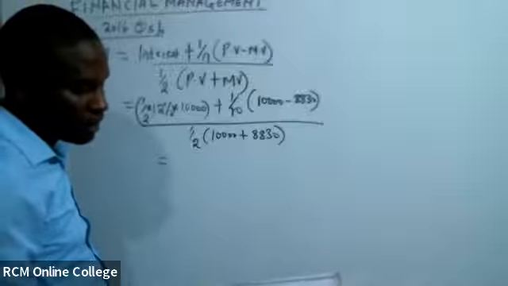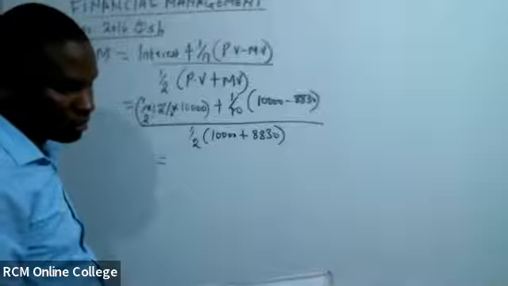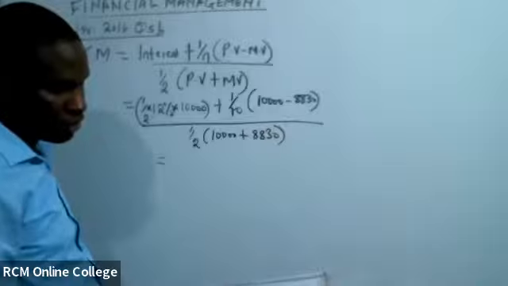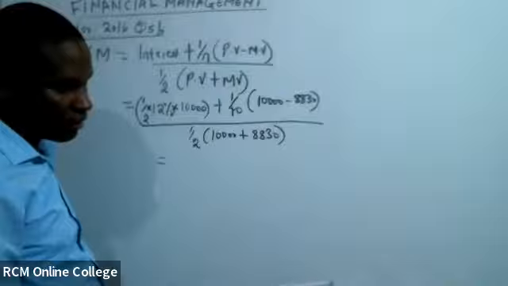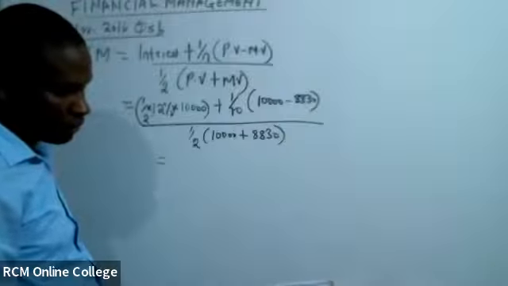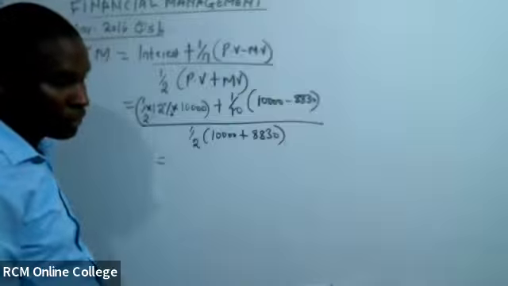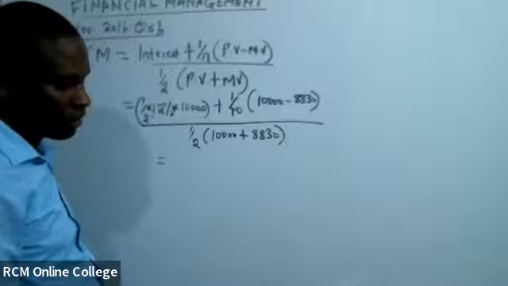Read the question again. Cy Limited has issued a 10,000 par value 10-year bond with a coupon rate of 12% per annum. The bond is currently trading at 830 shillings and is callable at 10,500 after 5 years. The interest is earned semi-annually. We're going to compute the yield to maturity. Are we looking at the intrinsic value here?